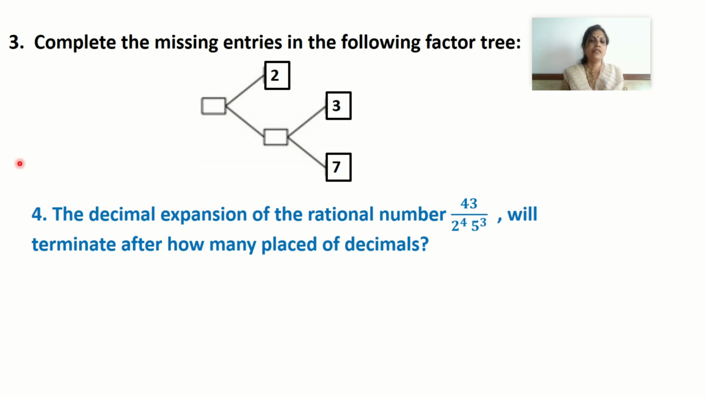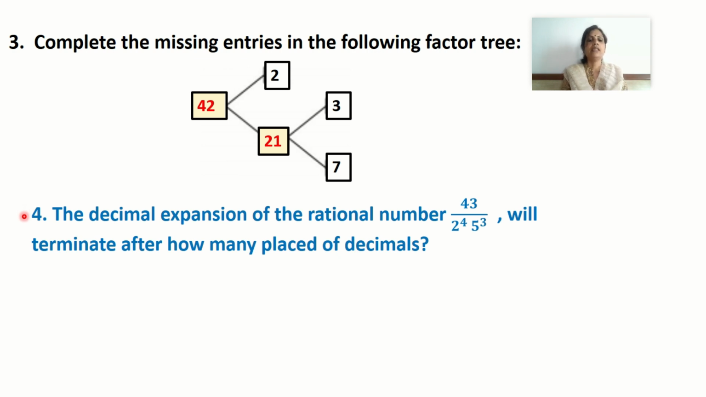Complete the missing entries in the following factor tree. Look at that. The last two factors are 7 and 3. So 7 3s are 21. Now what will come in the first block there? 21 into 2 will be 42. So simple, half mark for the 2 entries, and it was asked for 1 mark.